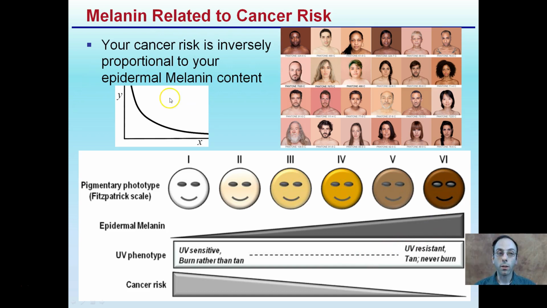So melanin related to cancer risk. Well, your cancer risk is actually inversely proportional to your epidermal melanin content. What does this mean? Well, if you notice here, here's our melanin content increasing. So our epidermal melanin content is increasing as we get darker skin. And our cancer risk down here is actually becoming less and less, inversely proportional. As melanin increases, cancer risk will decrease. So if you have the darker skin types, you'll have more melanin, and that can reduce your skin cancer risk, at least related to sunlight. So we call this inversely proportional here.